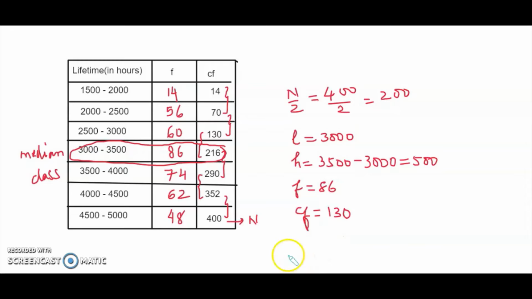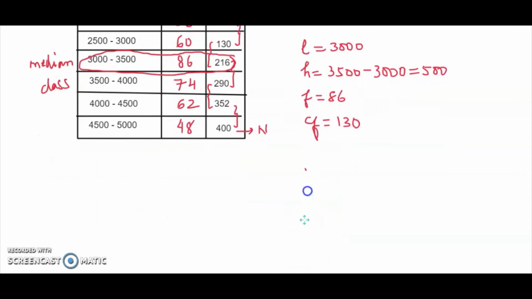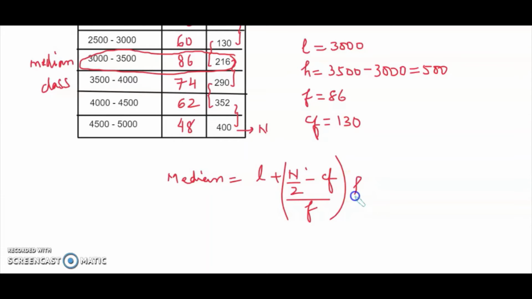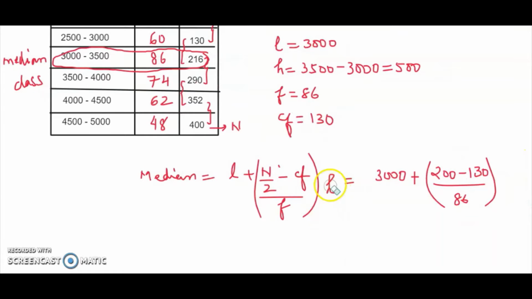Now we'll put in the formula. So what is the formula? Median equals L plus N by 2 minus CF divided by F multiplied by h, which is equal to 3000 plus 200 minus 130 divided by 86 multiplied by 500.